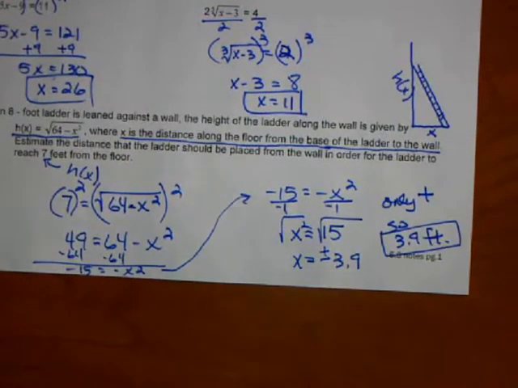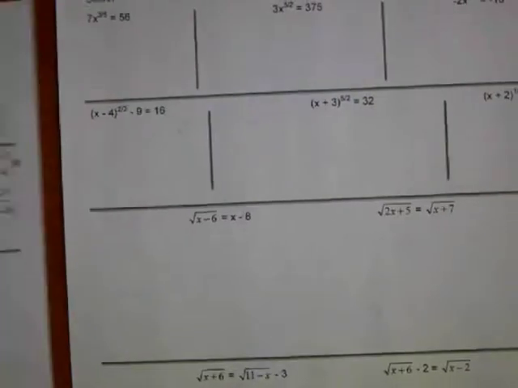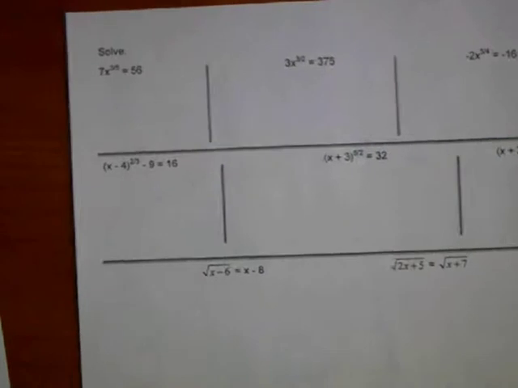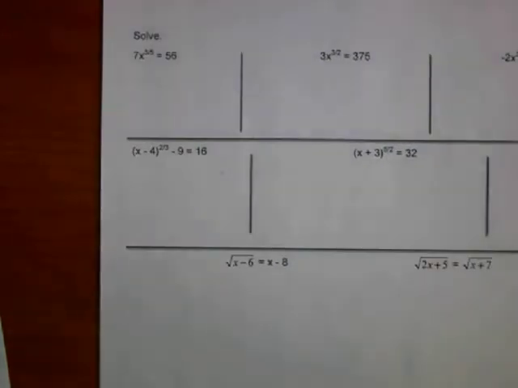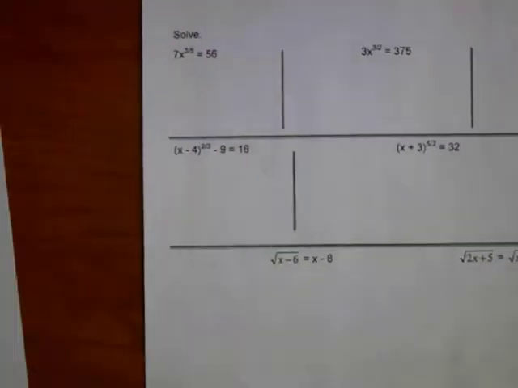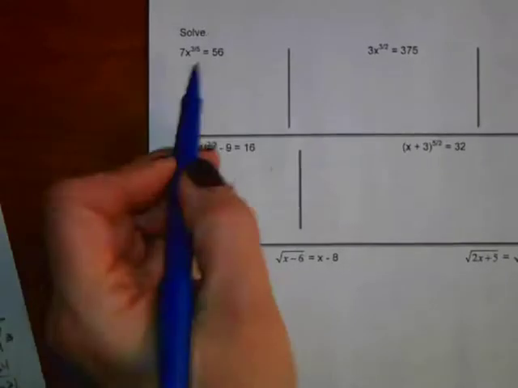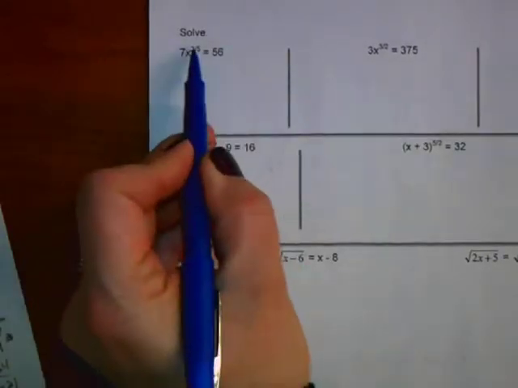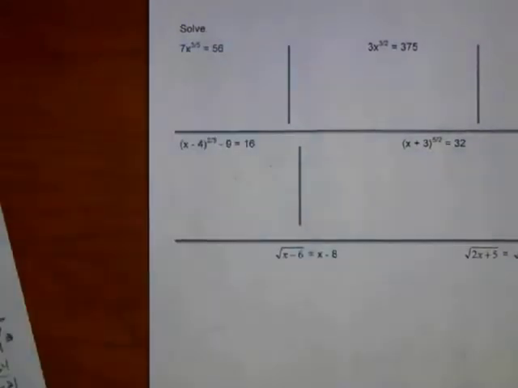Negative 3.9 is called an extraneous solution. It does no good to my problem. Okay? All right. The back is a lot of examples. I may not do them all because they're very similar, but we'll see. All right, so here's where it gets kind of fun. Ready? So here we have to solve. Now, you got to remember, and maybe it doesn't make a difference to you.